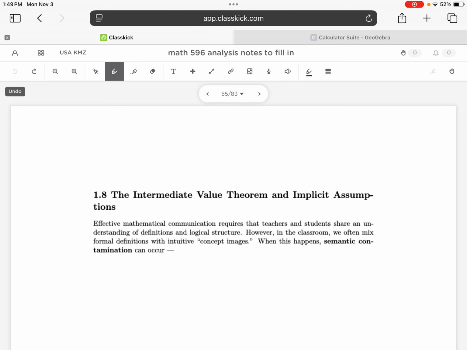So it's important as teachers that we have effective communication in math, and that requires teachers and students to share an understanding of definitions and of logical structure. But in the classroom, we often mix up formal definitions with more intuitive concept images, and that includes both teachers and students. When this happens, semantic contamination can occur, which means everyday meanings interfere with mathematical precision.